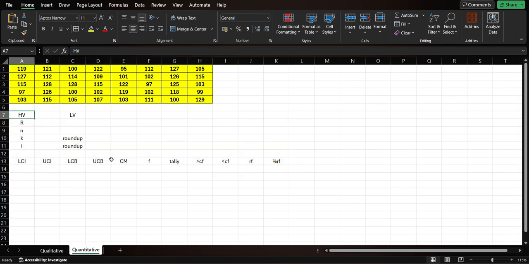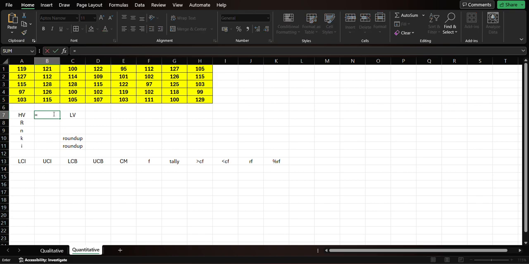As I go through the headings, I'm going to discuss what those are. All right. So first off would be HV and LV. HV is called highest value, and LV is called lowest value. In determining the highest value and lowest value in our data, when done manually, you're just going to look for it. But when done in Excel, again, please do not forget, in Excel we always start with an equal sign.